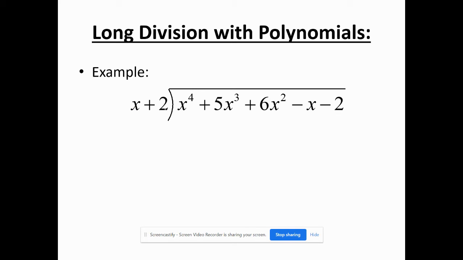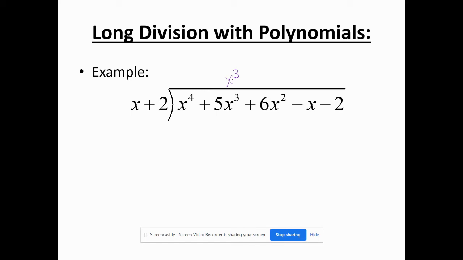So we have x plus 2 on the outside, and it's dividing this 4th degree polynomial. So I'm looking really at the x. The 2 is not going to be super important to me. It's really the x. The fact that I have a binomial there means I'm always going to want 2 terms. So the first question I ask myself is, x times what is going to cancel out that x to the 4th? Well, x times x to the 3rd will cancel out that x to the 4th.